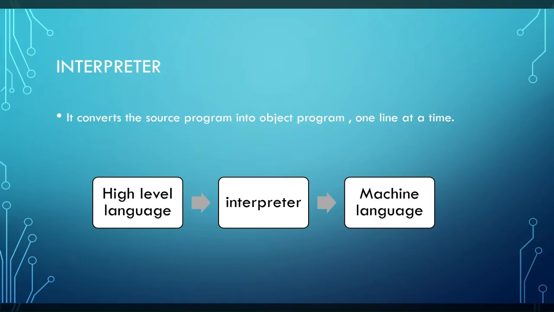Next we have the interpreter. The same function is done by the interpreter. It also converts the source program into an object program. But here the major difference is that it converts one line at a time. You must have seen the Python interactive shell, where you write one line and then get the output in the next line. So that is the function of an interpreter. It converts high level language, that is the source program, into machine language, that is the object program.